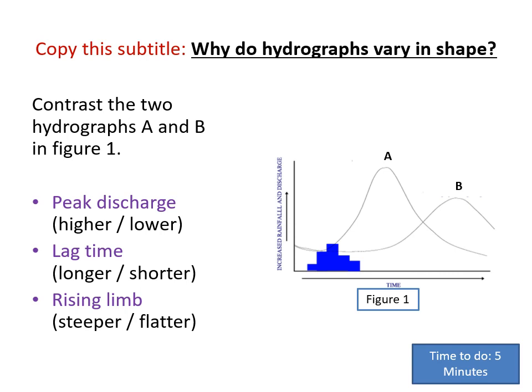The peak discharge in A, in hydrograph A, is higher than B. The lag time in A is shorter than in B. And the rising limb in A is steeper than in B. So the answers are higher, shorter, steeper. But make sure you've written it correctly.